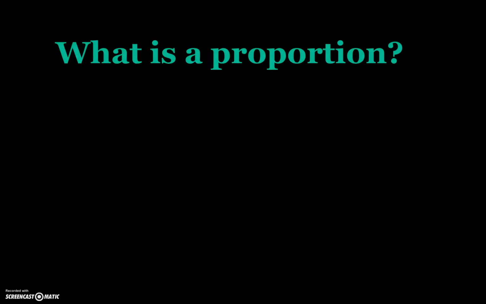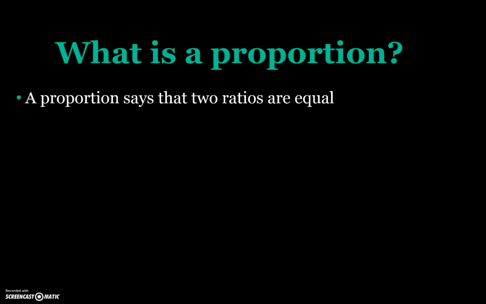So then moving on, we said we're going to be solving proportions. So what is a proportion? Well, a proportion says that two ratios are equal. So what that means is, you see how we have the first ratio of 2 over 5 and the other one of 4 over 10? Those two are equal ratios.